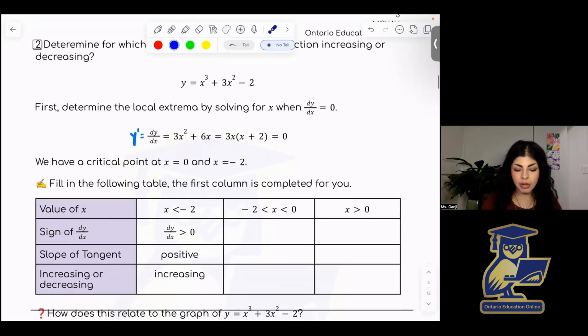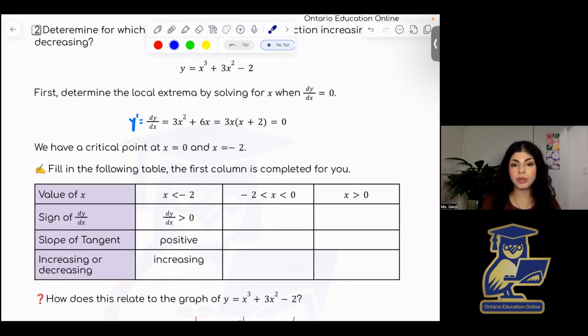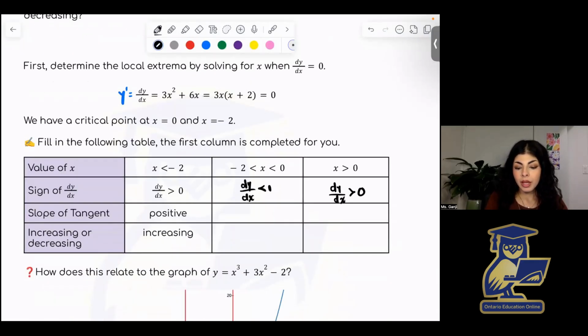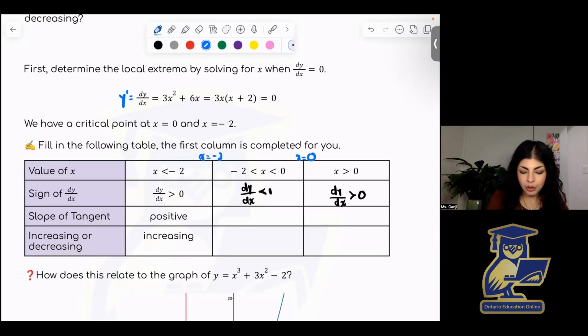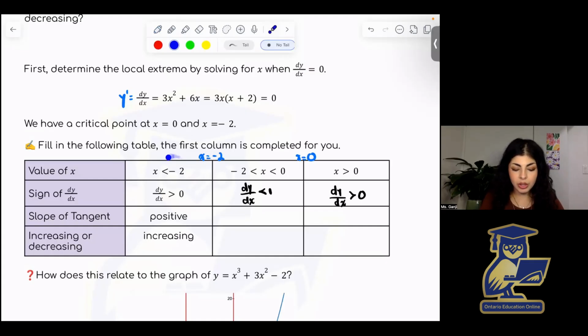I set this table up for you, and I suggest you take a moment and try to fill this in on your own. For the sign of the derivative, you can always just pick any point within these intervals. What I've done is take these points, x equal to 0 and x equal to -2, and split up my function into the different intervals based on those candidates for my local extrema, based on my critical points.